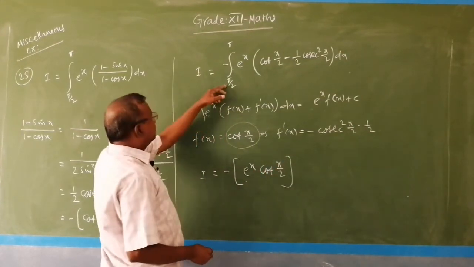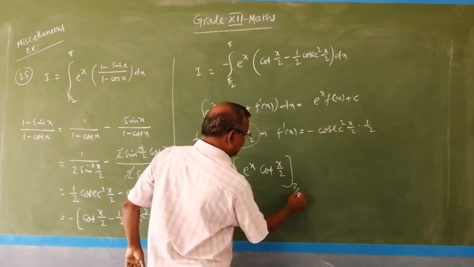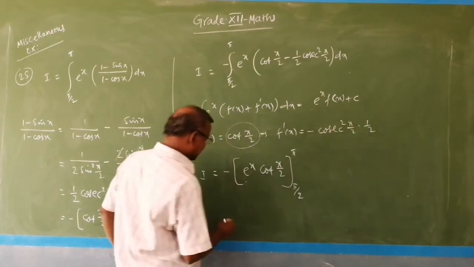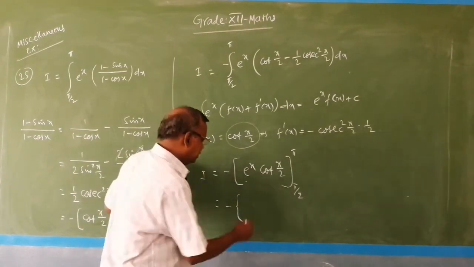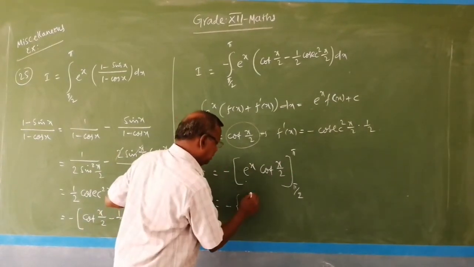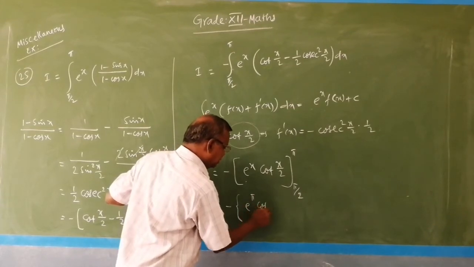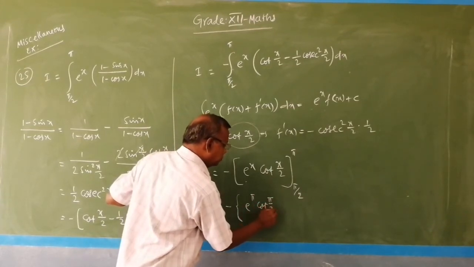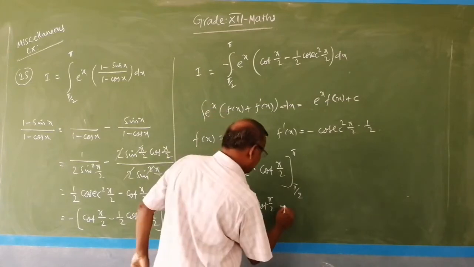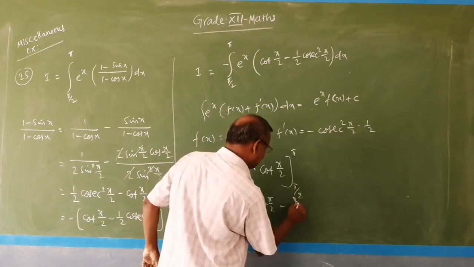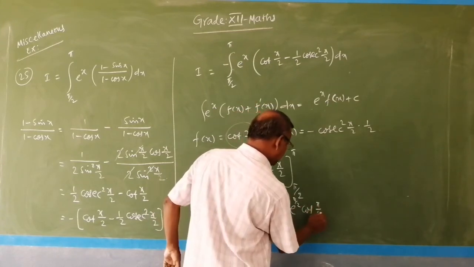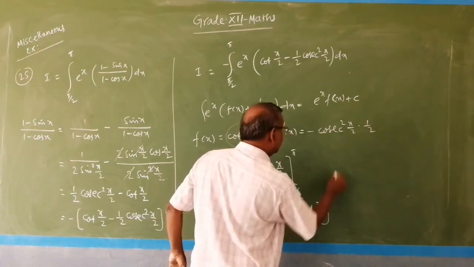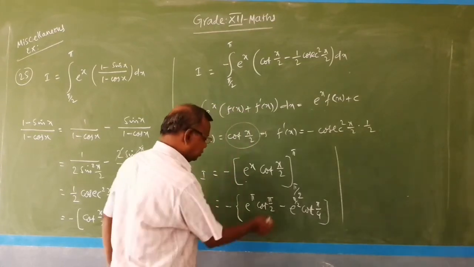The interval is from pi by 2 to pi, so the lower limit is pi by 2 and the upper limit is pi. Now this is minus, upper limit minus lower limit. This is e power pi into cot pi by 2, minus e power pi by 2 into cot pi by 4. Clearly cot pi by 2 equals 0.